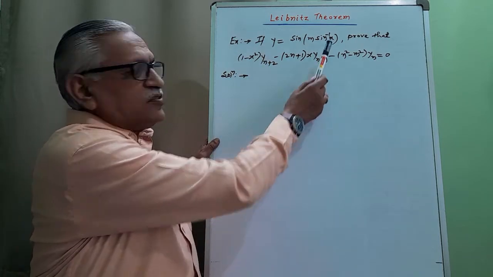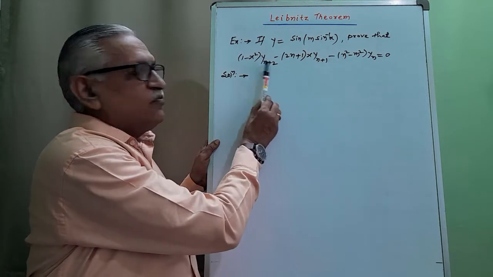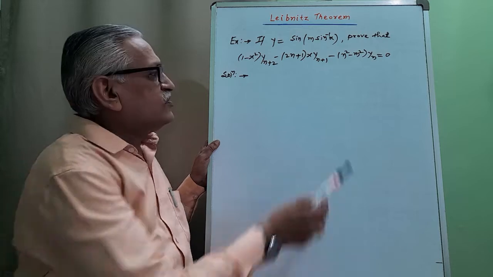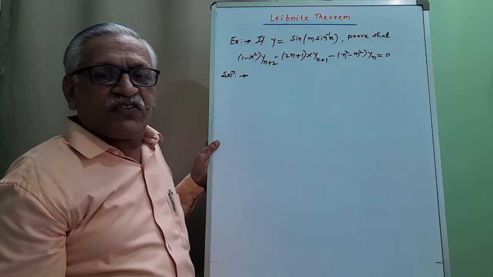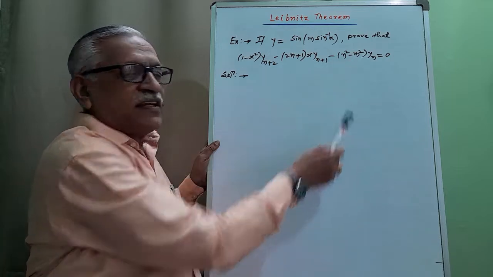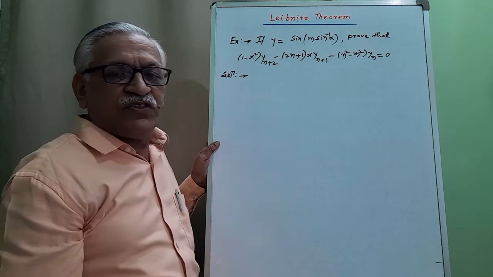If y is equal to sine of m sine inverse of x, then prove that (1 minus x square) y_(n+2) minus (2n plus 1) x y_(n+1) minus (n square minus m square) y_n is equal to 0.